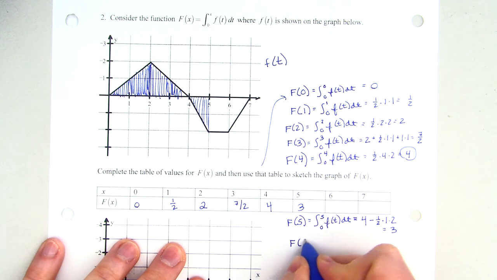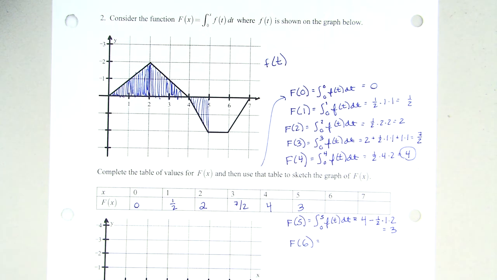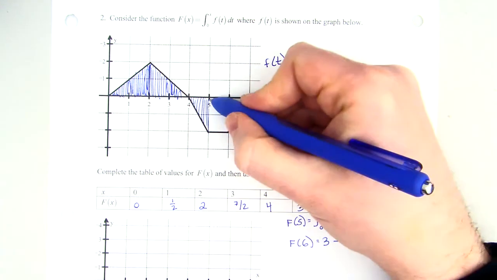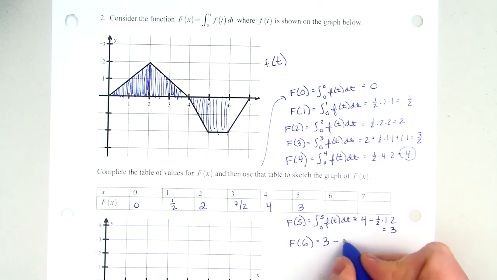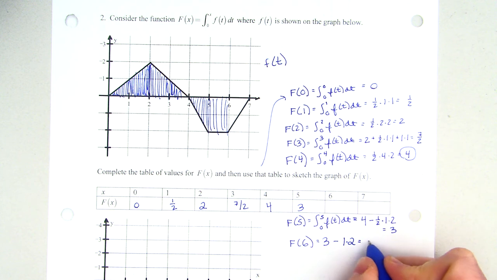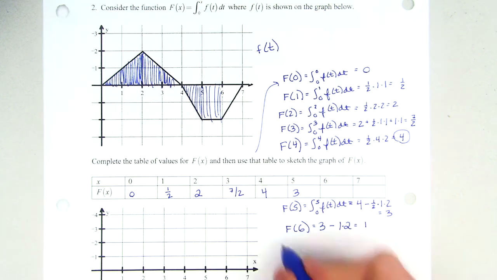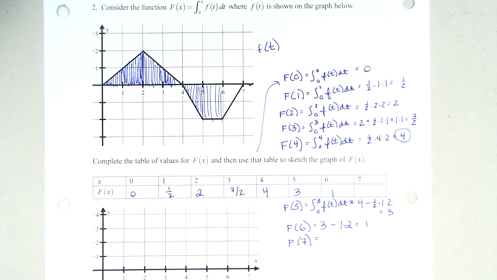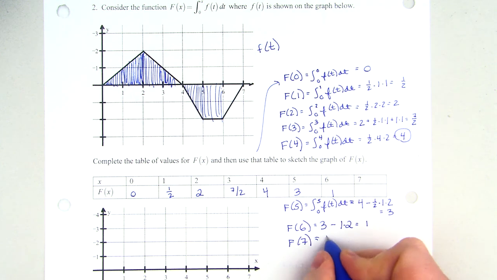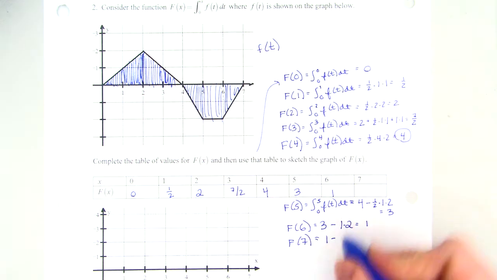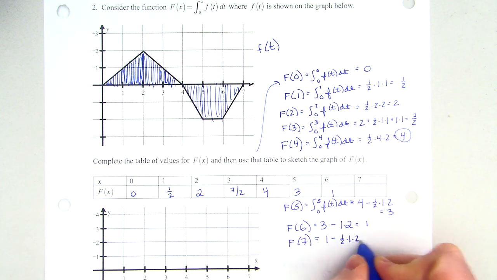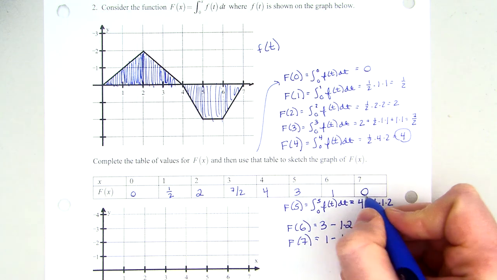You go find f of 6. What I had minus that rectangle, minus 1 times 2, 3 minus 2, we're going to get 1. And finally, find f of 7. Take what you had, subtract that triangle. I'm getting 0 for that final answer.